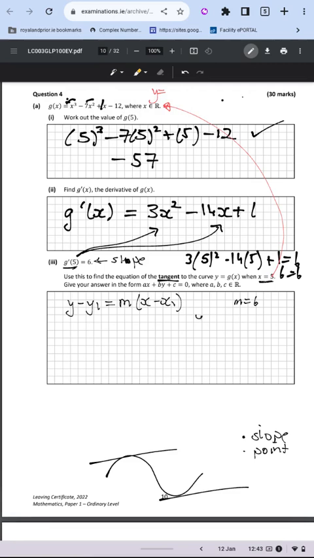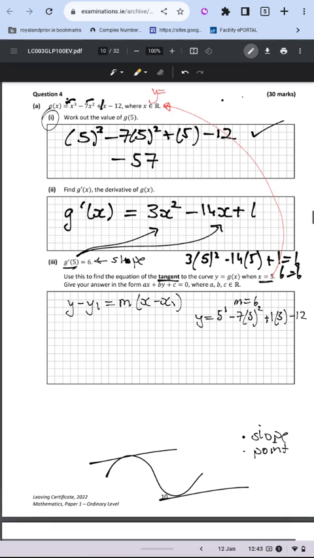So to work out y, it's the same as 5 cubed minus 7 times 5 squared plus 1 times 5 minus 12. Now when you work that out, it's 5 cubed. Remember 5 to the power of 3. 7 times 25 plus 5 minus 12, and you get minus 57. Oh yeah, we worked it out up here in the top actually. G of 5, y is equal to minus 57. That's why they wanted you to work it out, I suppose. So my point there is 5 and minus 57.